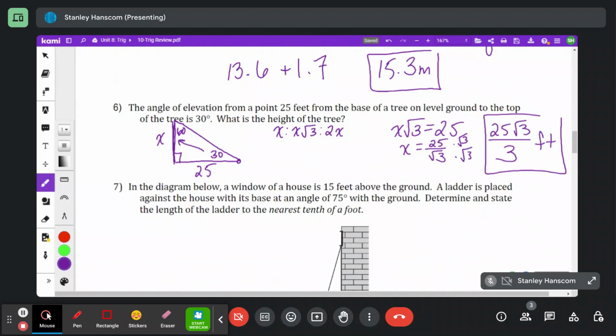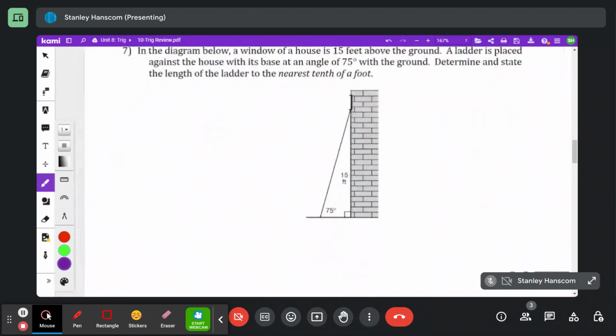Okay. We're going to pause there. I'm going to get out my key for the rest of them for a second. Okay. So now we can move on to number 7.